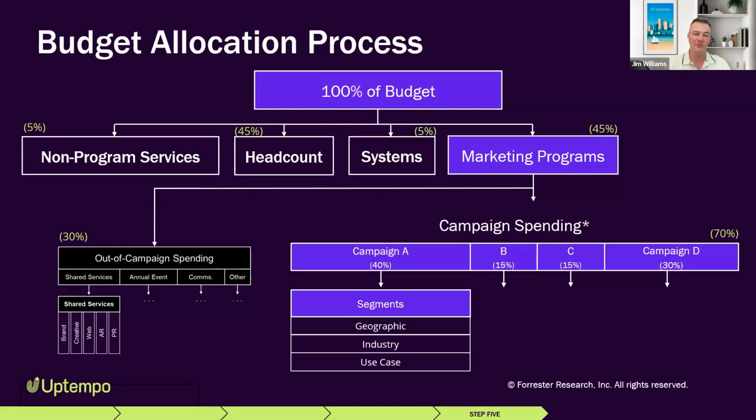Now, outside of that 70%, there's what we call out of campaign spending. And depending how your organization is put together and your objectives, that may be things like a corporate event, right?